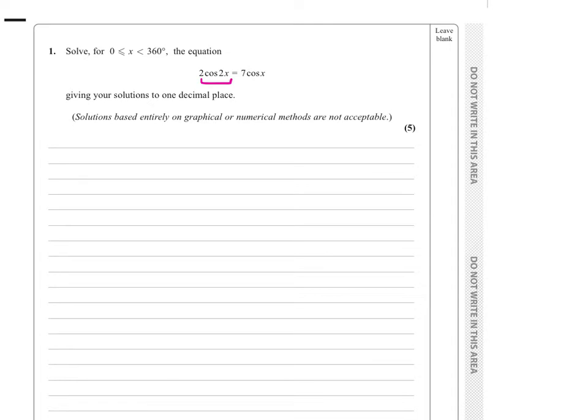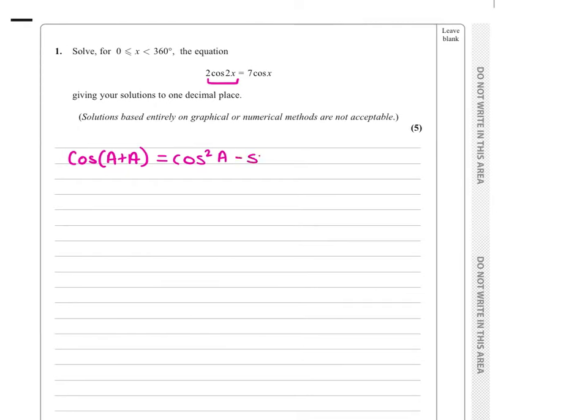If you don't know the double angle formula off by heart, in the formula book you've got cos of A plus B. So essentially, you could do cos of A plus A. Cos of A plus A is the same as cos of 2A, or 2x essentially. This is going to give you cos squared A minus sine squared A, if I use the substitution from the formula book.